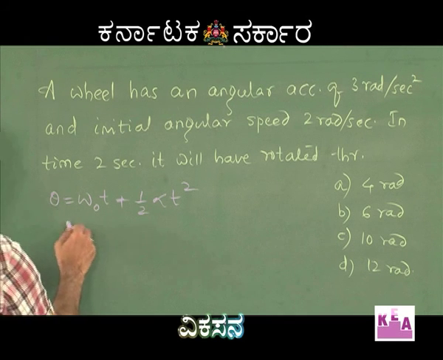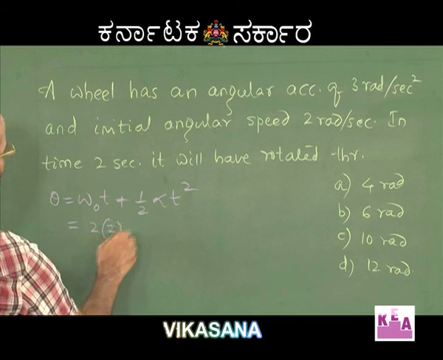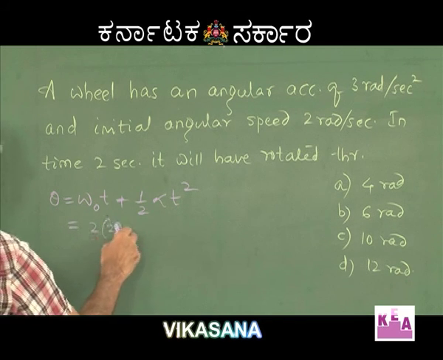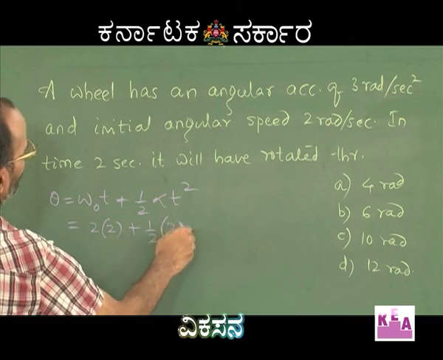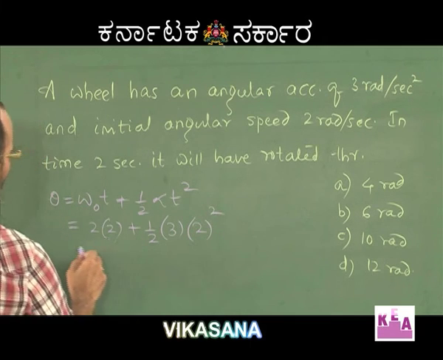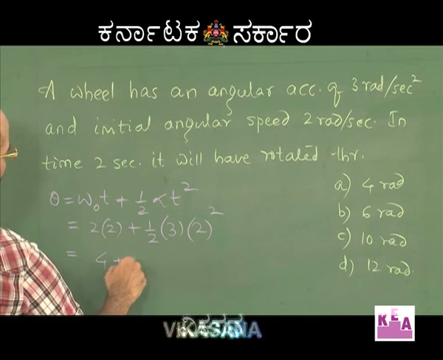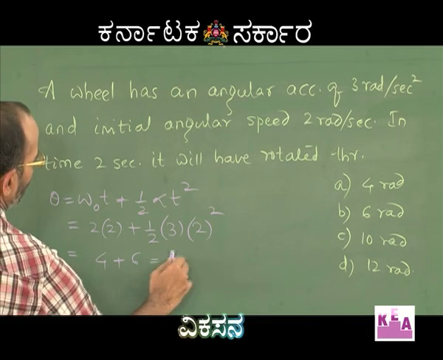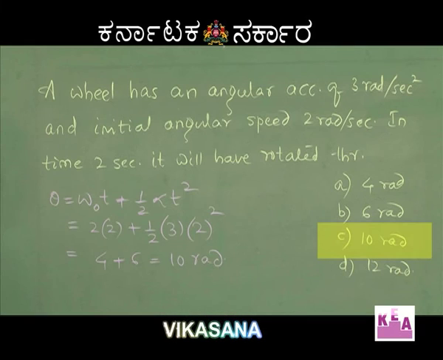So, if you put the values as omega naught equal to 2 and the time after which the angle is to be found is 2 plus half, alpha is 3 because it is acceleration and time is again 2 seconds. So, if you simplify this, you will get 4 plus 6, which is nothing but 10 radians. So, C option is correct.